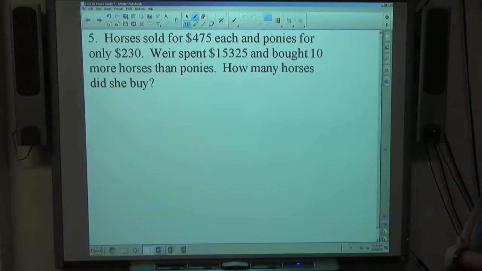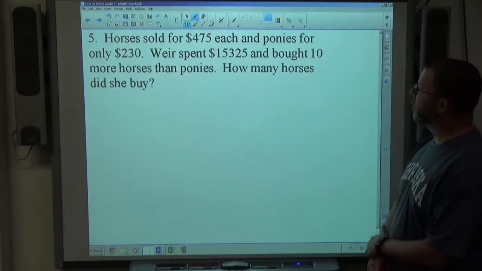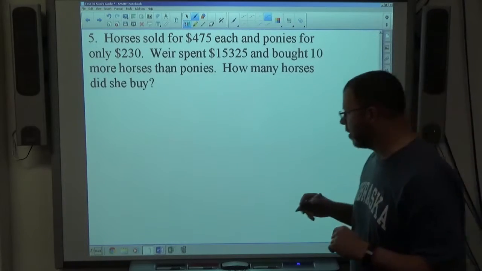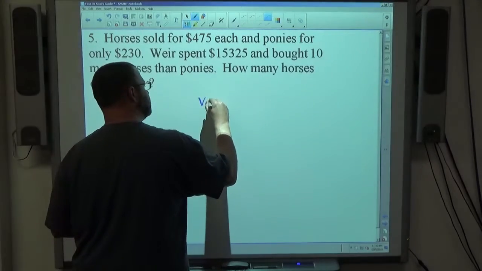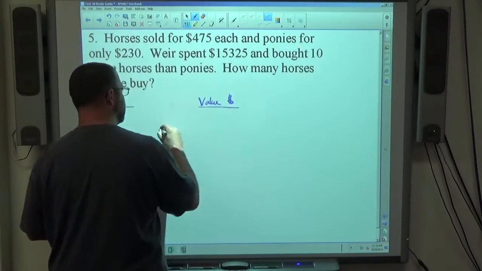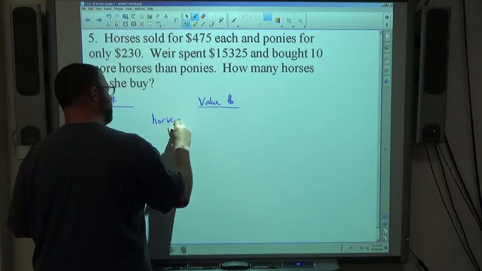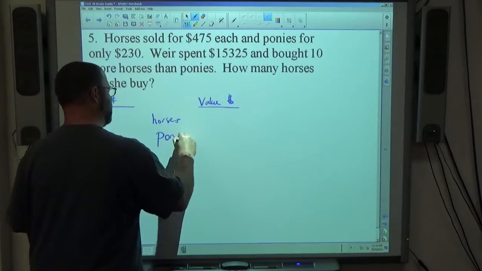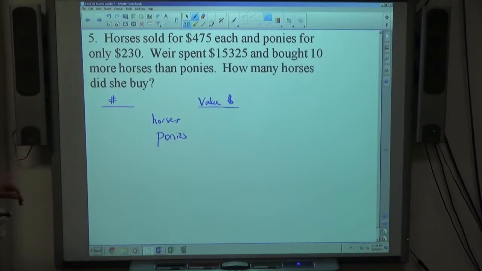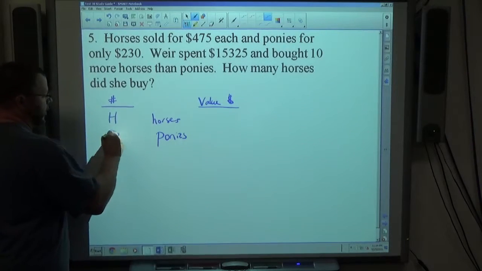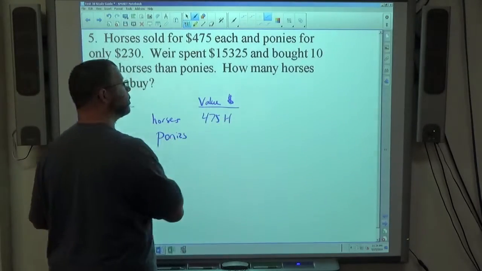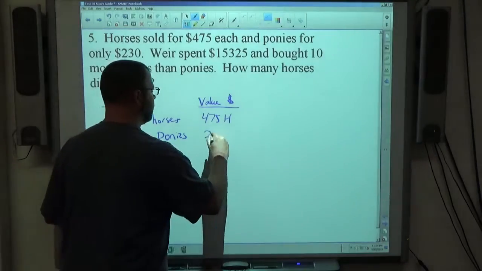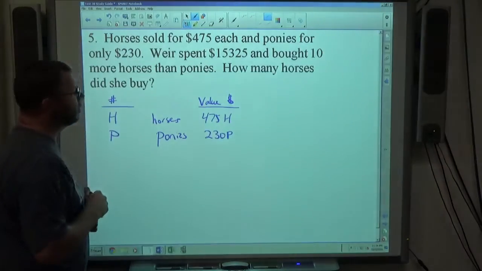Number 5, horses sold for $475 each, ponies for only $230. Weir spent $15,325 and bought 10 more horses than ponies. So we have number of things and value, and the values are given in dollars. And we have horses and ponies. So we'll say that Weir bought H horses and P ponies, and every horse cost $475, so 475 times the number of horses. Every pony costs $230, so $230 times the number of ponies represents how much money was spent.